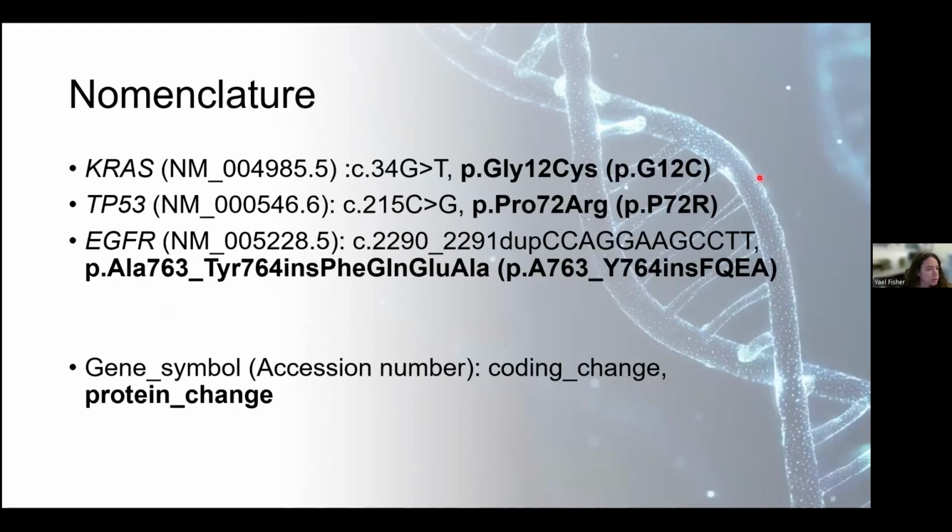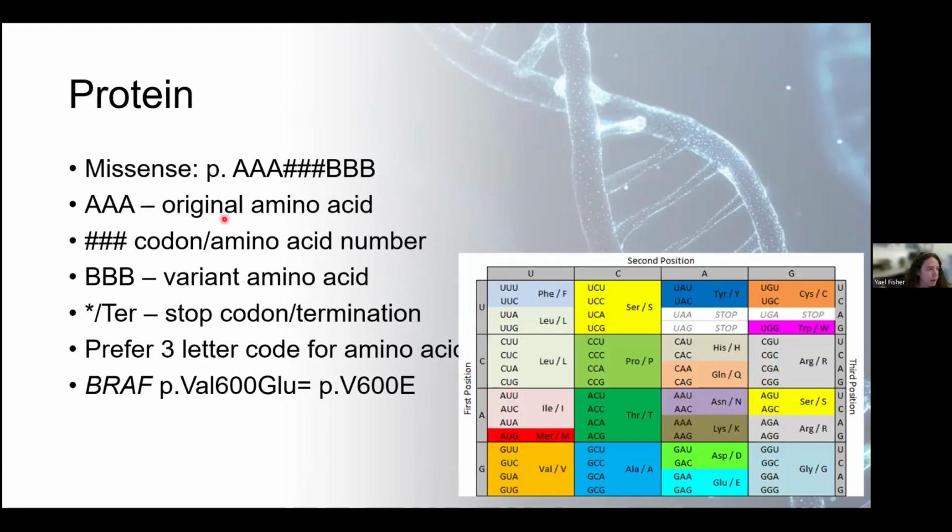The next level is the protein change. That's the last part of the variant name. In a missense, this will be written as p. and then the original amino acid, the codon number or the amino acid number in the protein, and the variant amino acid. If we have an asterisk or the code TER for termination, it means the variant caused a stop codon.